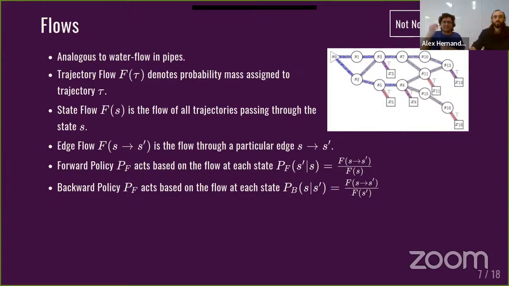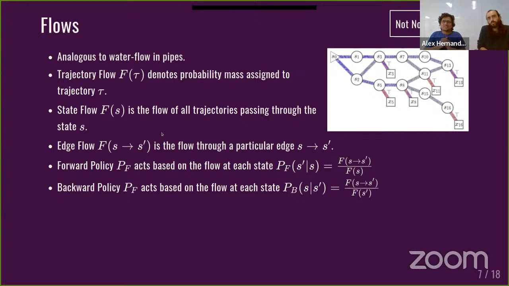Using these flows, we can define some policies. These policies define that we act based on the flow. If the flow is high through one particular edge, we would select that edge, starting from a particular state. There is also a backward policy. So there are two policies: one goes from the empty state and is constructive, and the other learns to go backwards given a particular object, so we learn how to deconstruct it. This will become clearer when I talk about the learning objectives. Essentially, you can think of these flows as how the probability mass flows through the graph we have defined.